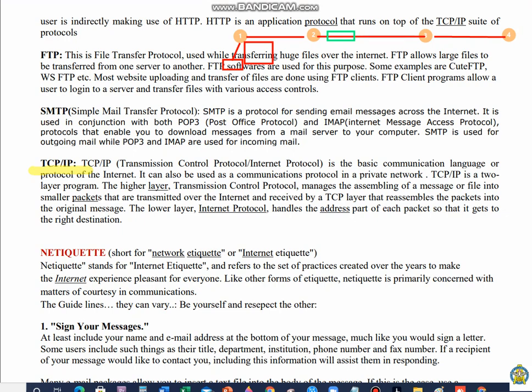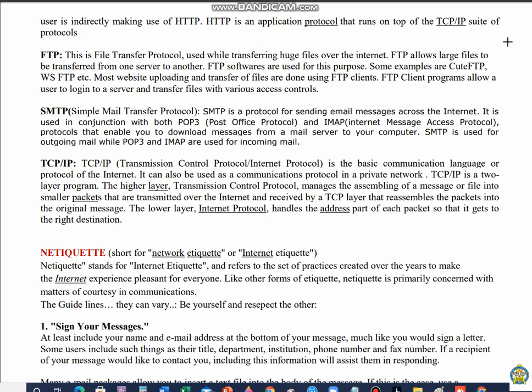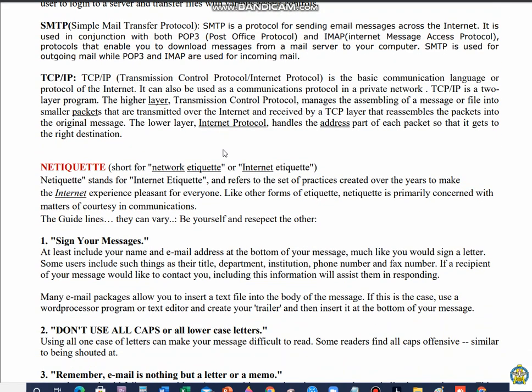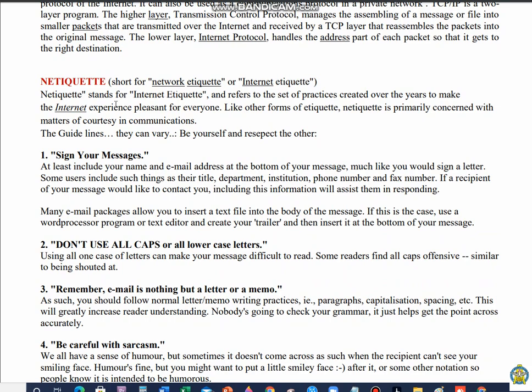TCP/IP is an important protocol. TCP/IP is the protocol used for transferring information on the internet. Then go through it. I think it should be clear.